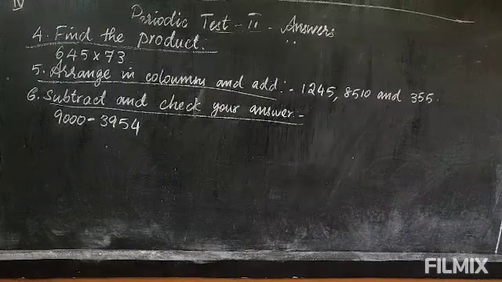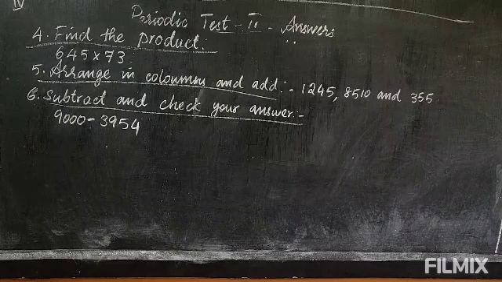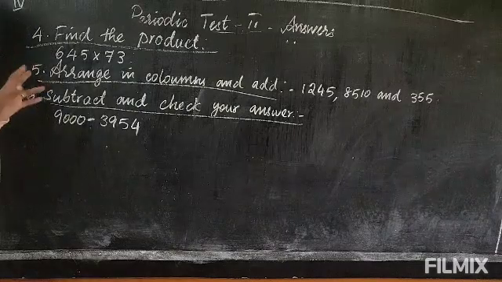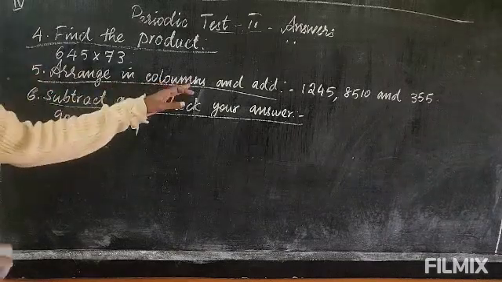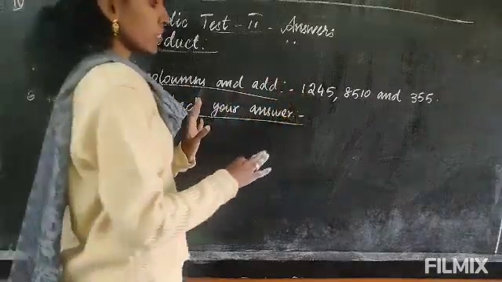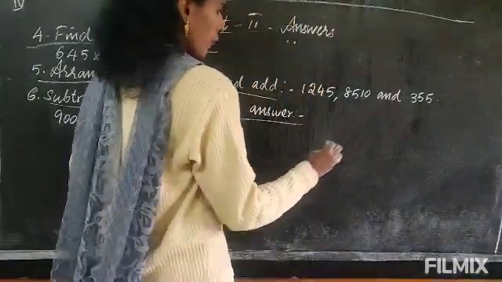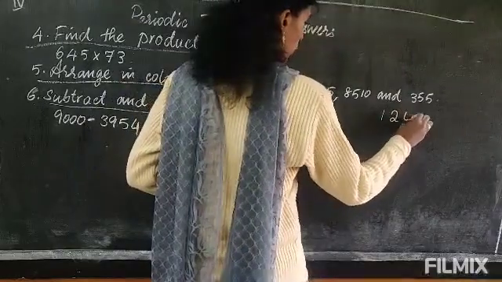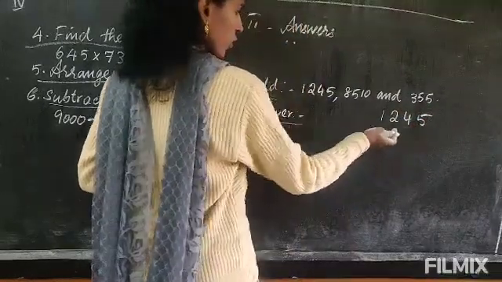Okay, next, the fourth one, find the product. You will know how to do it, so I am not going to explain this one. Arrange in columns and add. This is also arranging in columns, but when you are arranging, some of you made mistakes. You have to arrange it properly, ones and tens digit you have to arrange it properly.